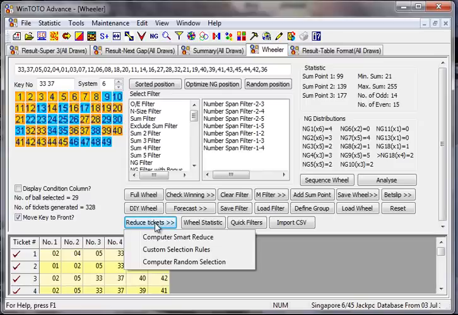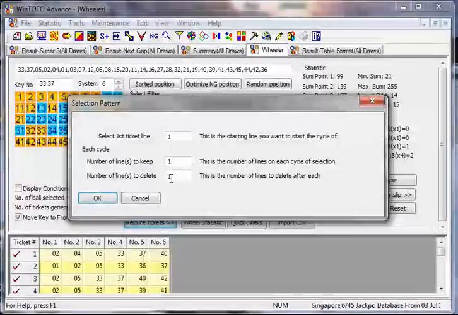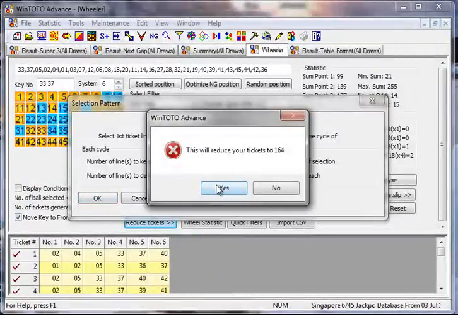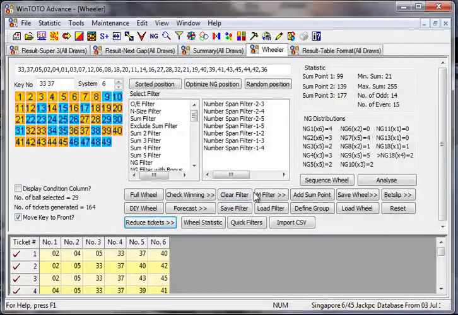So if you think 328 tickets is a little bit too much for you, you can always go for this thing called the custom selection rules. That means you basically pick the first one, skip the second one. By doing so, you realize that you actually cut down to only 164 tickets, which is $164, as compared to earlier on, which is $400 over dollars. You can cut it down to only 1/3 of it. There are many ways that you can use this method for.